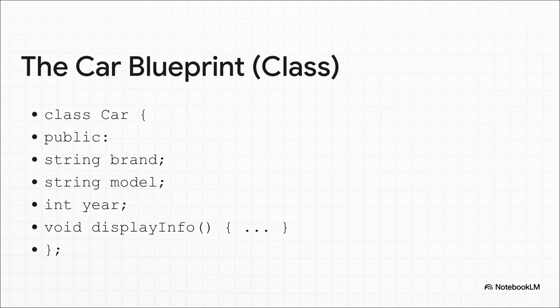This is what our blueprint looks like in some actual code. Now, don't worry about the exact syntax. Just look at the structure. We start by saying class car. That's the name of our blueprint. Inside, we list its properties, a string for the brand, another string for the model, and an int for the year. And look, there's our action, the display info function. It's all just bundled up neatly in one package.